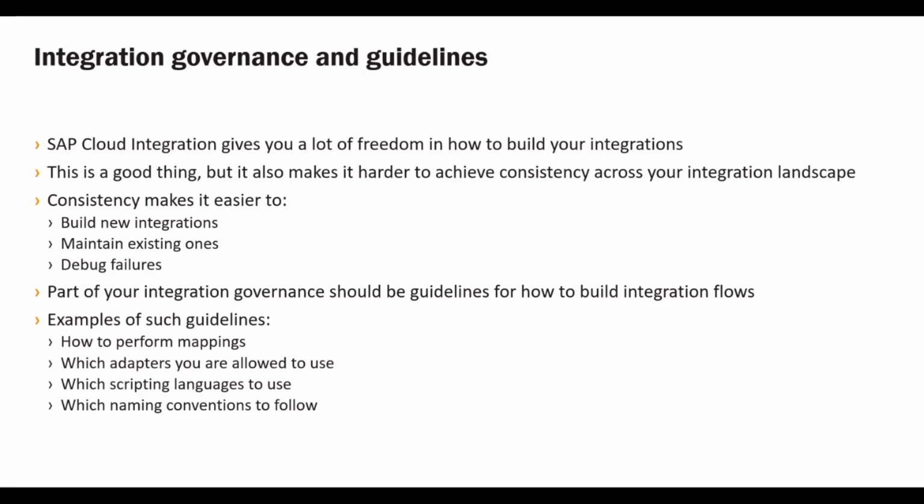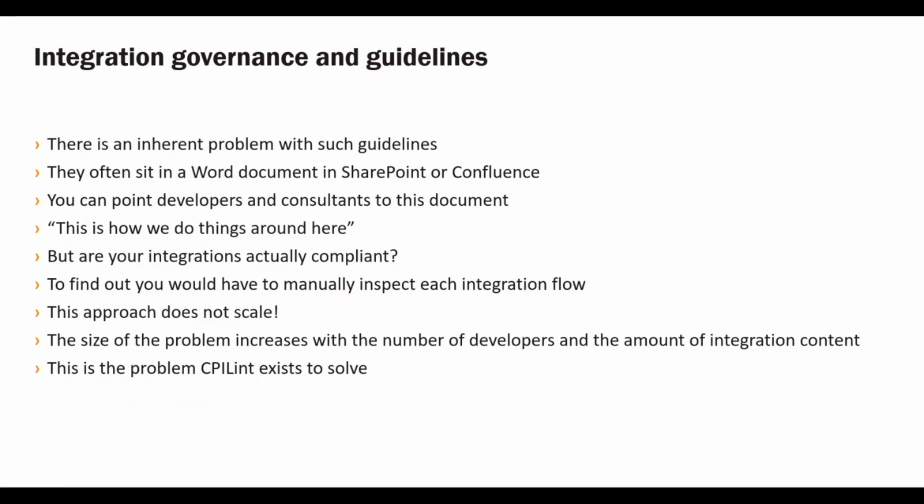So integration governance is a huge topic, also covering many other topics that are not really about the development, but part of that governance should be some guidelines for how to build these integration flows because you have all this freedom, right? I listed some examples here more or less randomly. These guidelines can be about how to do mappings, how to do scripting, which of the adapters you are allowed to use. You should follow certain naming conventions, etc. So you write that up in a document, and this document basically answers the question, how do we build integrations around here?